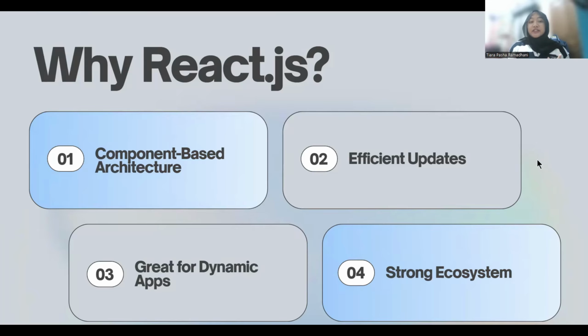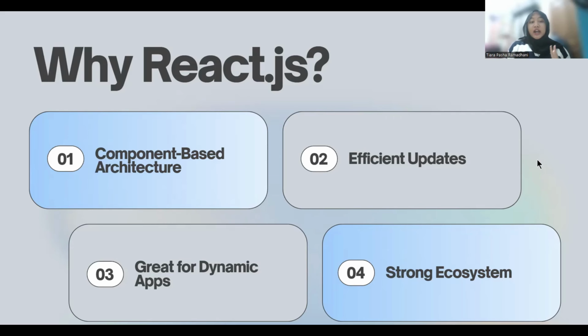Second, efficiency through the virtual DOM. And this is React's secret weapon for performance. When something changes in your app, like a user clicking like, React doesn't redraw the entire page. It intelligently updates only what needs to change.